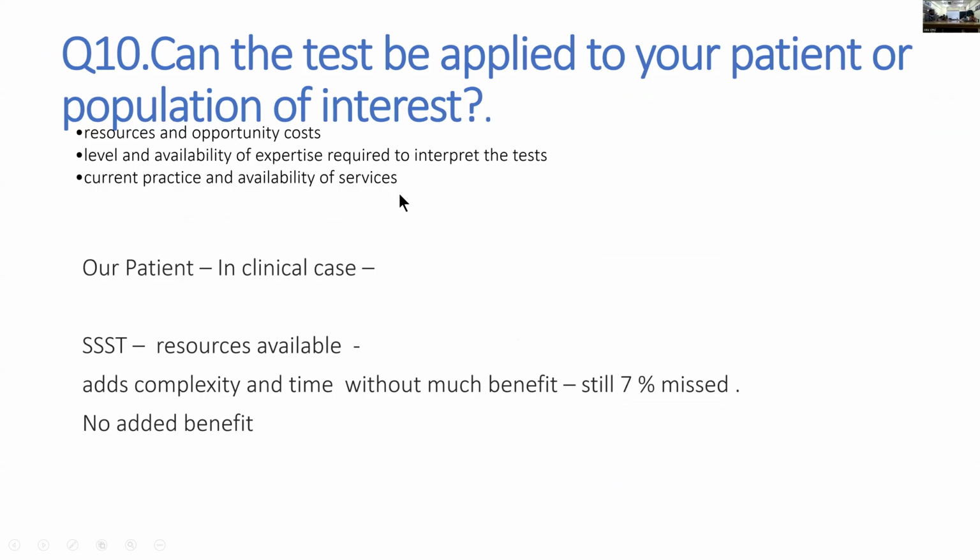Can the test be applied to your patient or population of interest? Our patient will come to a clinical state, and in our population we have the resources to do a seated saline suppression test. It's just infusion of saline followed by aldosterone testing, which we already do. But based on this test, even if you're looking at the best sensitivity, it will add complexity and time and may not give us much benefit.